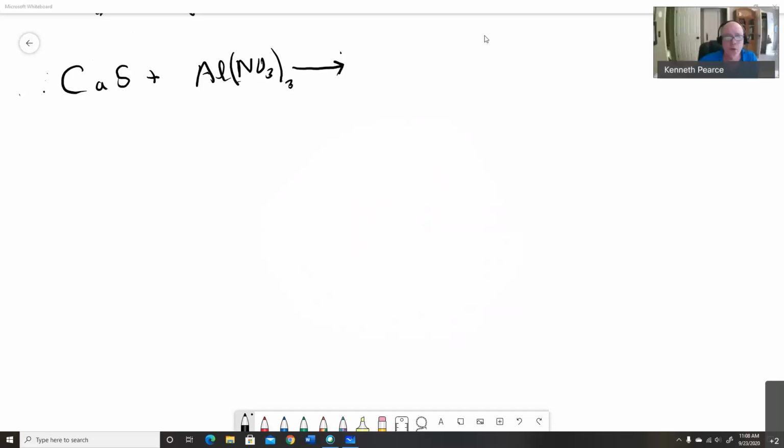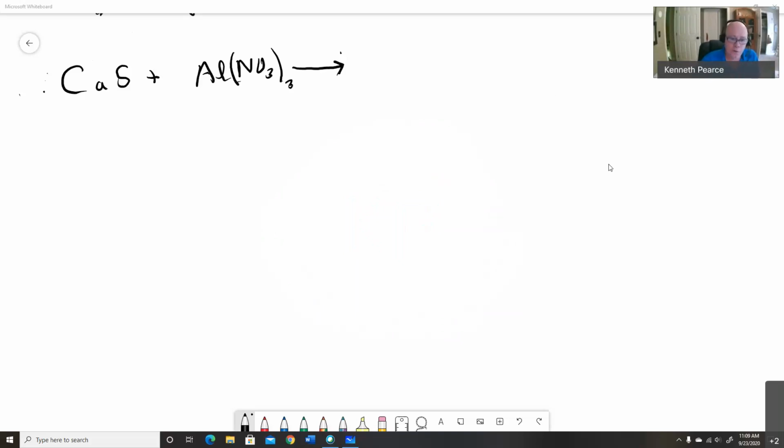We have these two compounds, and we're going to predict what we're going to get as a product, and we're going to balance the equation. Then we're going to determine whether something is soluble or not, and then we'll do the full molecular, full ionic, and net ionic equation. So that's what we're doing.